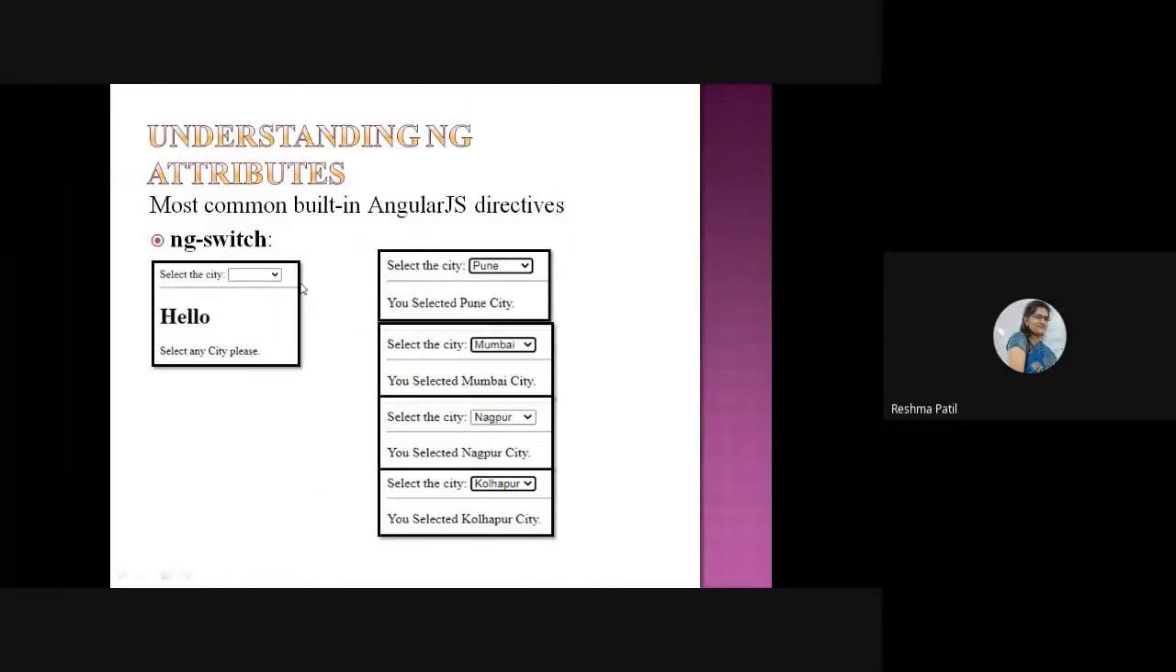The same is mentioned here. Initially, the default value is this. Then you will select the city, a particular city. Then it will show the particular output.